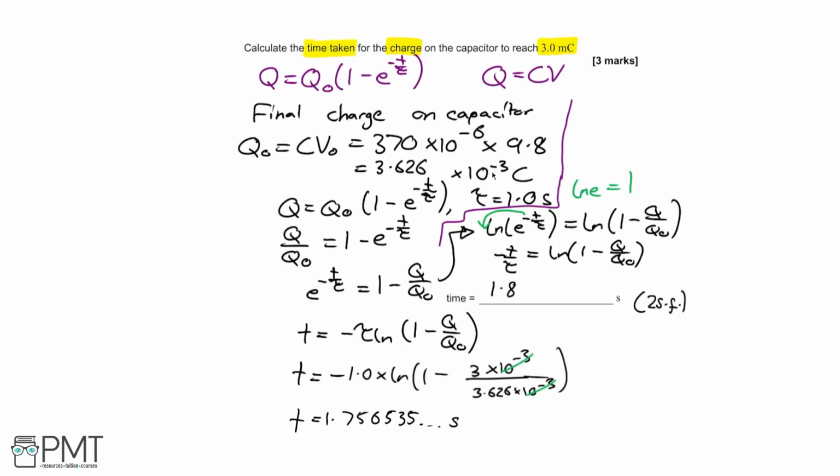In this question, we got 1 mark for calculating the maximum charge on the capacitor, like so. We got 1 mark for substituting into the q is equal to q0 multiplied by 1 minus e to the minus t divided by tau equation. And we got 1 mark for successfully rearranging that to get the right answer as 1.8 seconds.